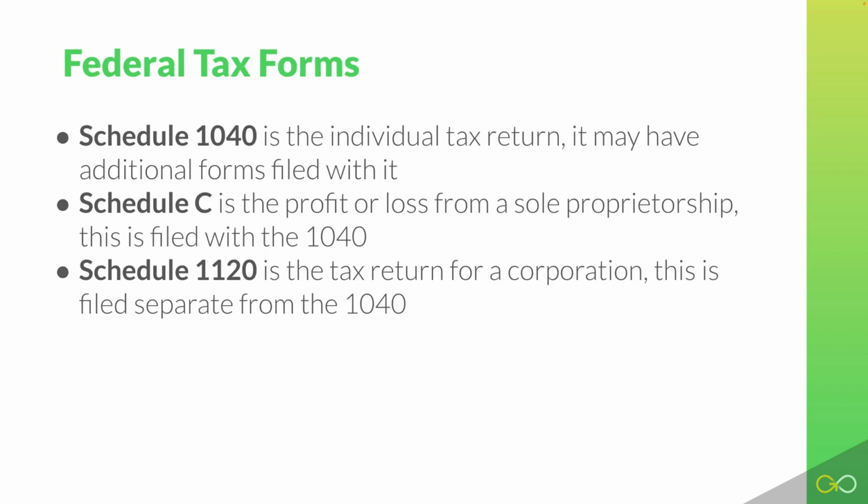I want to take a moment and go over tax forms. The first tax form is the 1040. This is the individual tax return. The second one is the Schedule C. The Schedule C gets attached to the individual tax return if there's an individual with a business that is a sole proprietor. The sole proprietor business doesn't have its own standalone tax return. It just gets bundled with the human's tax return.